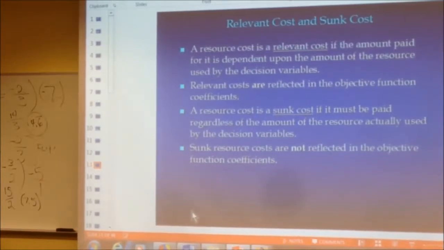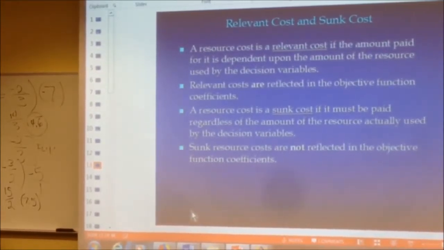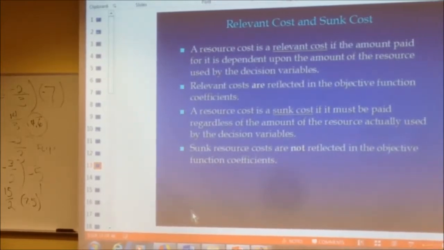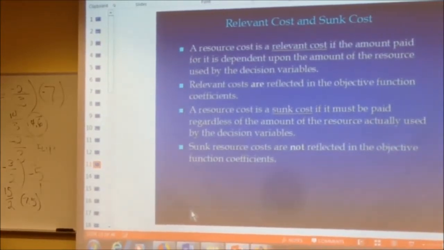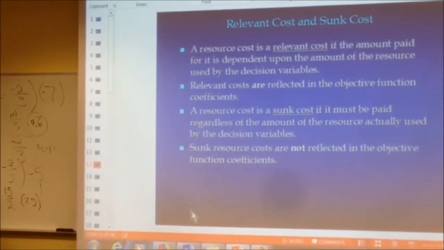Relevant cost already reflected in the objective function, meaning this cost has already been calculated in that objective function. Maybe the objective function equals gross profit because the cost of this resource is a variable cost, for example, and we would only pay for it if we got additional units. But that margin already takes that into consideration in the objective function. I'm just explaining so you know what it is, but here's the deal.